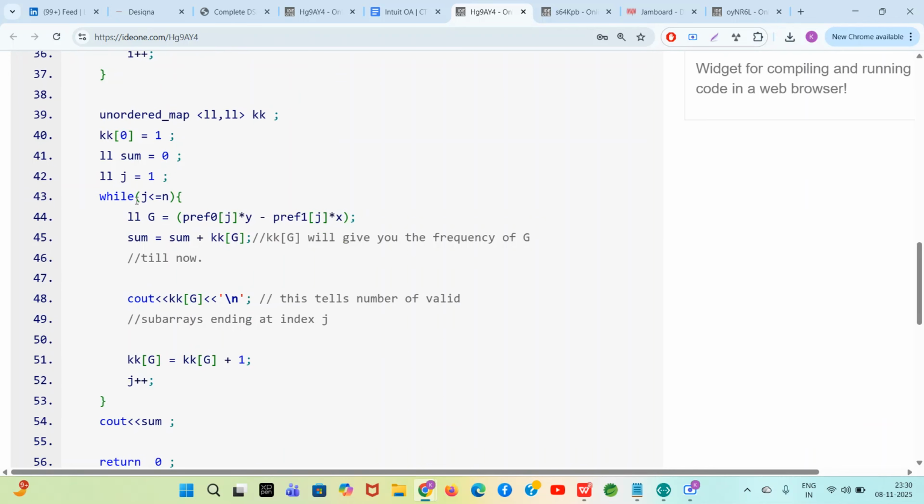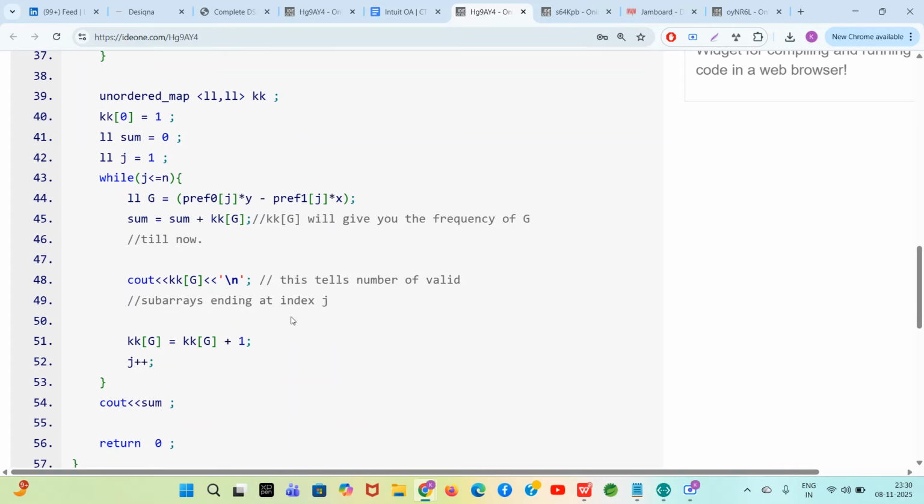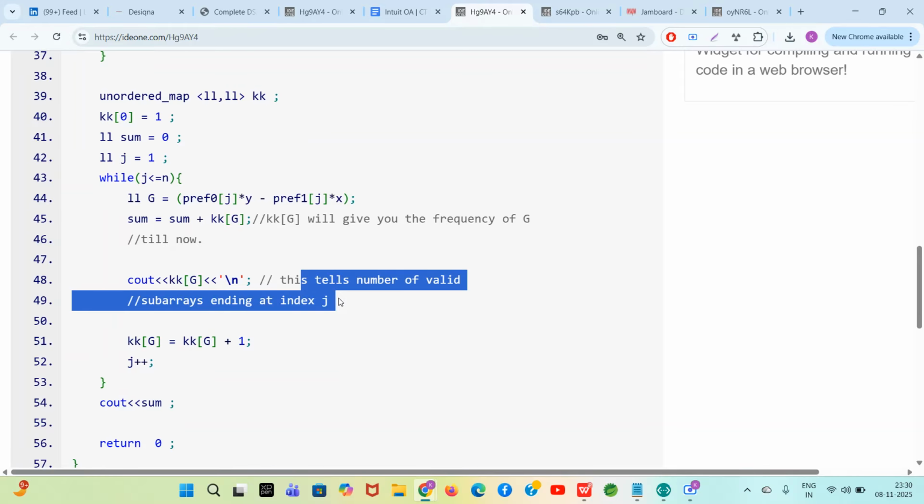For j equals 1, j less than or equal to n. So guys, this is the RHS, right? Now I want to know how many times this RHS of j has come. It has come kk of j times. kk is the hash map. This tells the number of valid subarrays ending at index j.